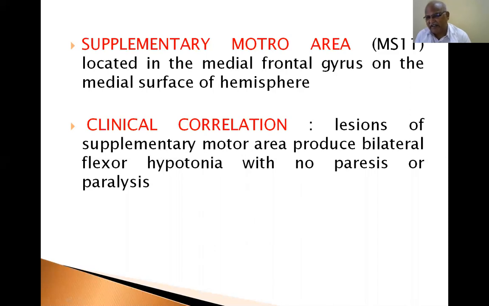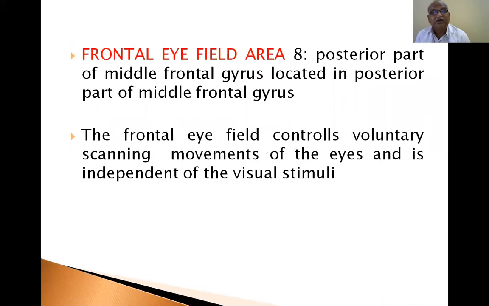Already I have given in the PowerPoint which area, lesion of which area, and what functional disarrangement it causes. You can go through the PowerPoint repeatedly. This is nothing but from standard textbooks. Frontal eye field area, area 8, is located in the posterior part of the middle frontal gyrus. What that area is and its location I have mentioned in the theoretical part. So, frontal eye field area, area 8.